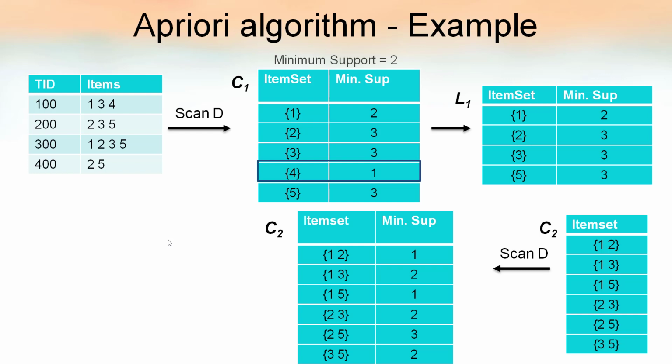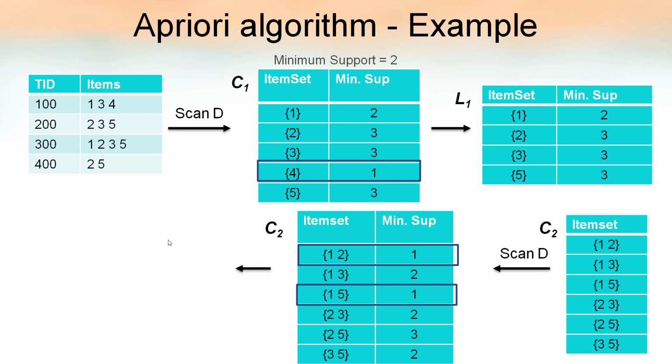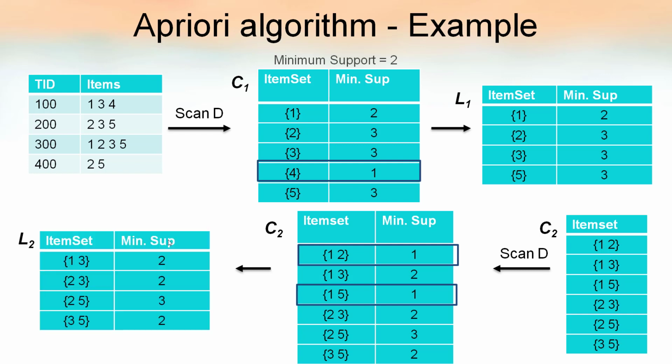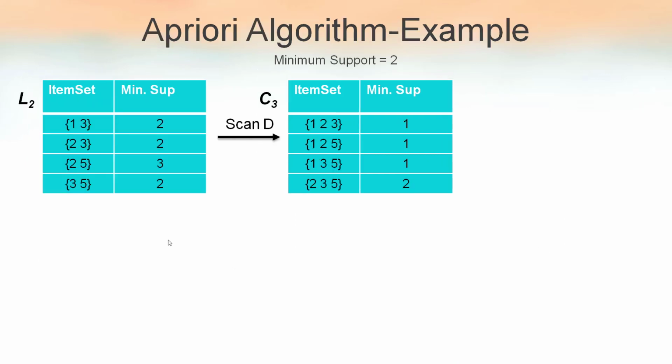Now compare the C2 table with minimum support 2. Remove the rows with support less than the minimum support threshold. So here I am removing the two item sets 1 2 and 1 5. After removing the two item sets, next I am generating L2. Now perform the join operation on L2.